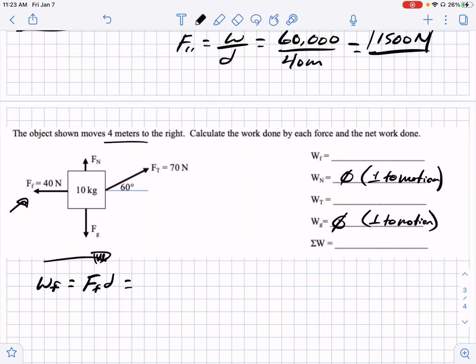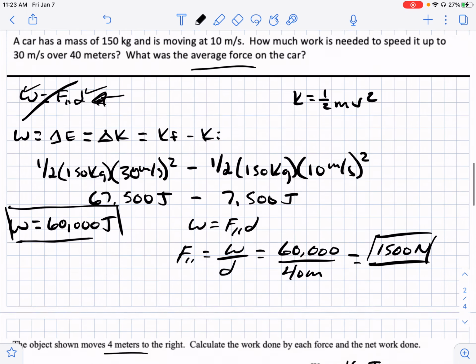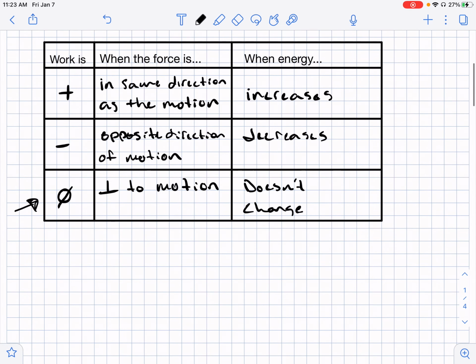And your friction force here is 40 newtons, and the distance was 4 meters. Now it's to the left and it's moving to the right, so that's going to be negative 160 joules. And remember, back at our table, if it's in the opposite direction, it's going to be negative.